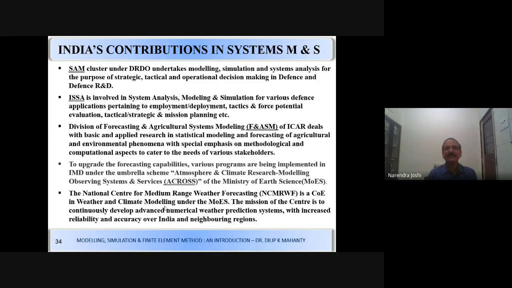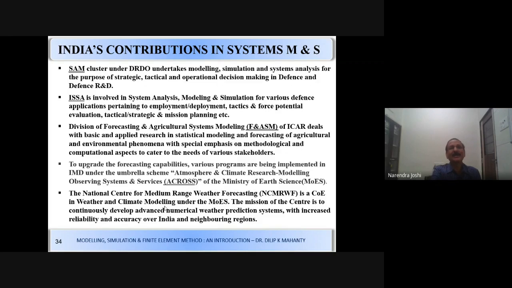The National Center for Medium Range Weather Forecasting is a center of excellence in weather and climate modeling under the Ministry of Earth Sciences. The mission of this center is to continuously develop advanced numerical weather prediction systems with increased reliability and accuracy over India and neighboring regions. That's the reason, if you look at the last decade and a half to two decades, our loss during natural calamities is much less.